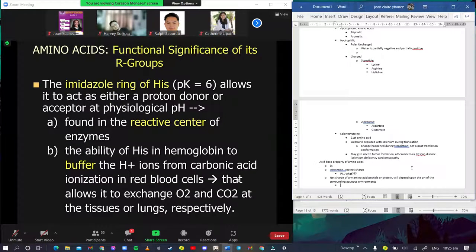Here we have the imidazole ring of the histidine, which has a pK value of 6.5 to 7, which allows it to act as a proton donor or acceptor at physiological pH. Again, it can be found in the reactive center of enzymes, or more importantly, it has the ability to act as a buffer. There are a lot of histidine residues in the hemoglobin structure, and this has something to do with the transport and exchange of oxygen and carbon dioxide.